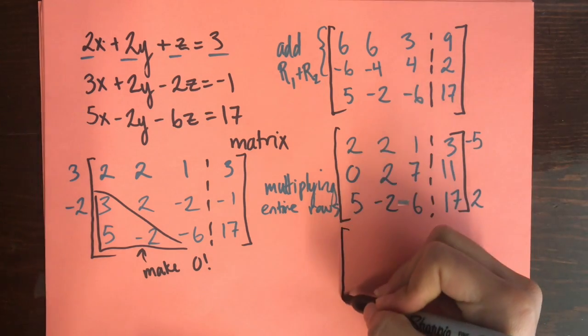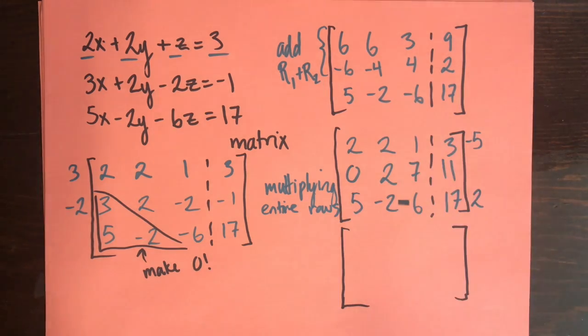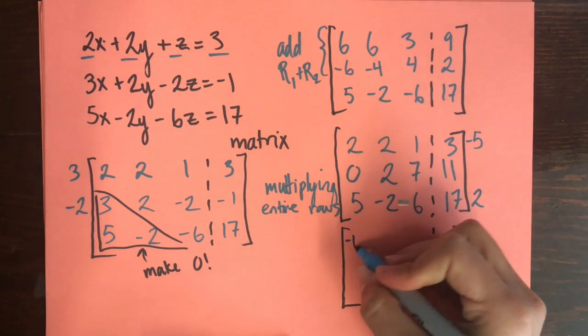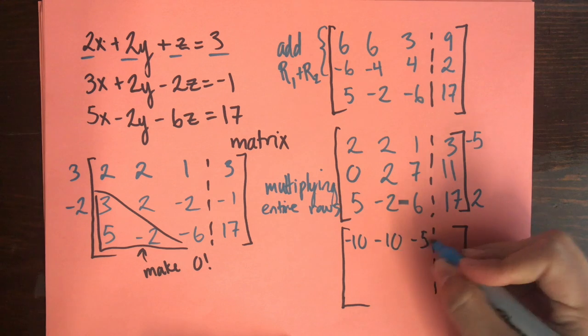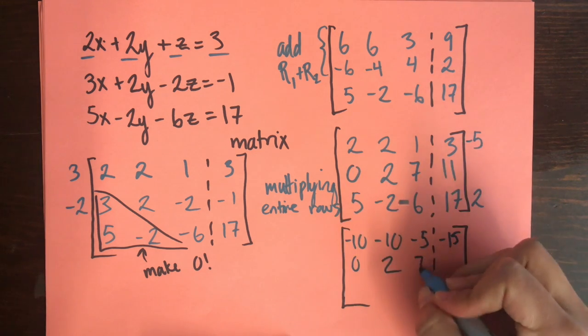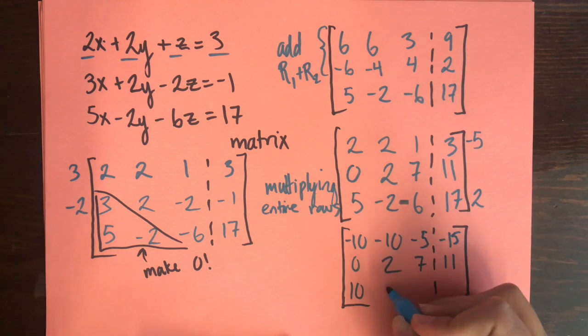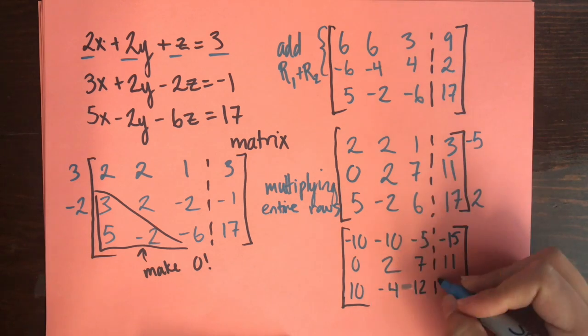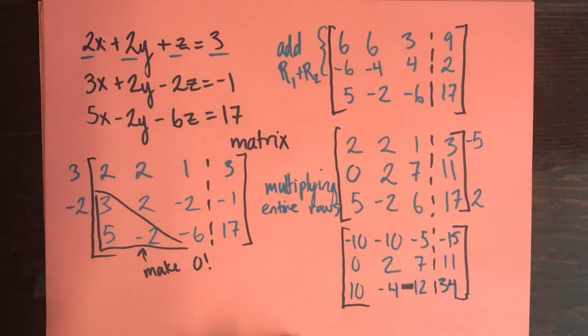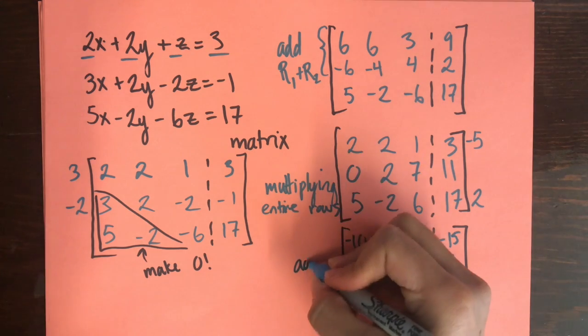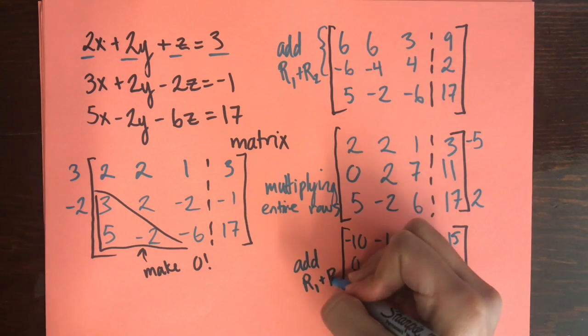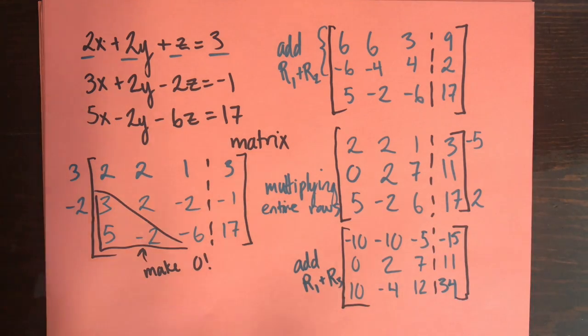Anyway, so the next thing I'm going to do is add row 1 and row 3 together, but first I need to multiply the top one by negative 5 and the bottom one by 2, because in the top row I'm going to get negative 10 as my first term, and in the bottom one I'm going to get positive 10 as my first term. And then once again, I forgot a negative there with the negative 12, so I'm going to add that in a moment. But anyway, I'm going to add row 1 and row 3 together.